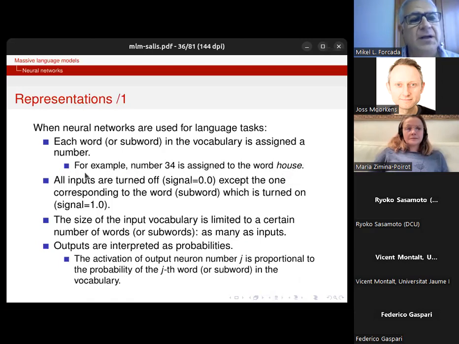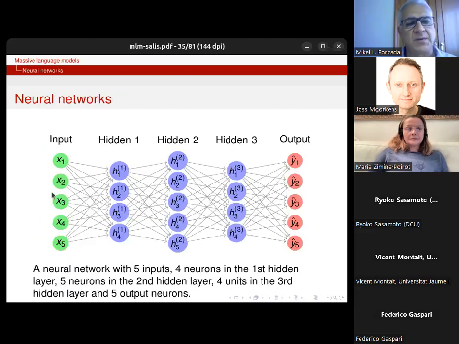And when you present a word to the network, basically all of the inputs are turned off except the one that corresponds to that word. So in the network before, let's say this would be a vocabulary of 5 words only. If you input the word number 3, inputs x1, x2, x4, and x5 would be set to 0, no signal, and x3 would be set to 1, meaning that it would get a high signal. And then processing would go on.